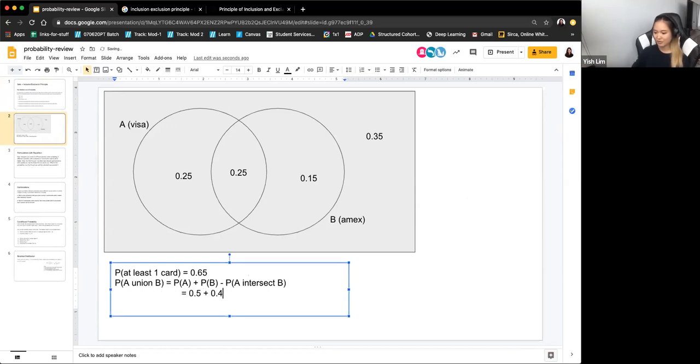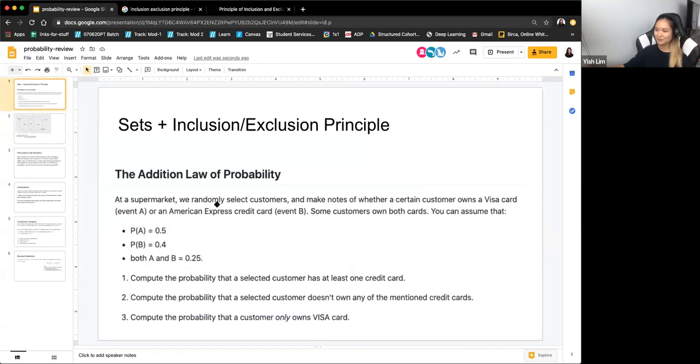0.5 plus 0.4 minus 0.25, which gives us the same amount, 0.65. Yeah, that's right. So either way you do it, I feel like if you don't want to memorize this formula, I would just prefer drawing everything out. But this is how you would use the IE principle, the inclusion-exclusion principle.